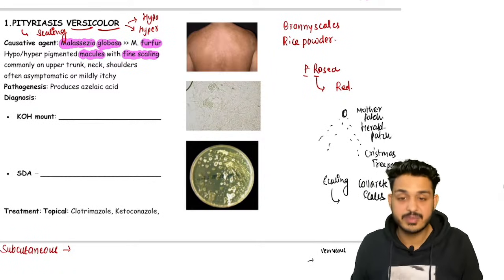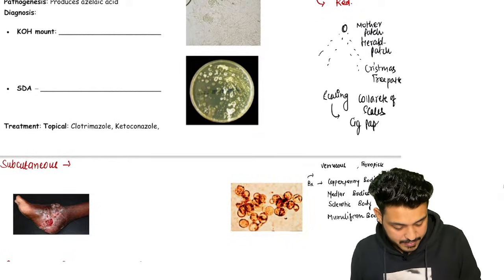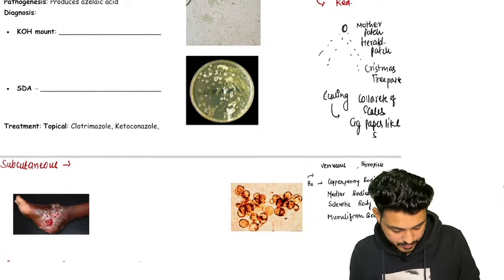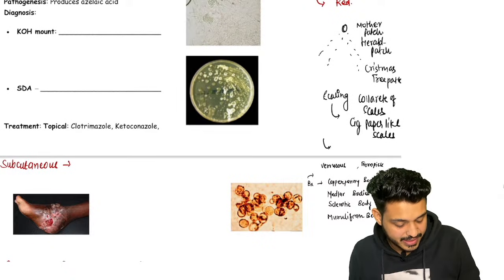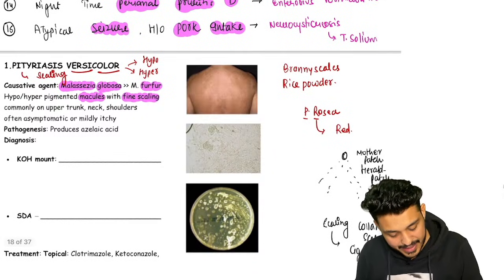Collarette of scales will be there. Cigarette paper-like scales will be there. Or what sign will be there? That is known as the hanging curtain sign. This is going to be the thing we are going to have in pityriasis rosea.